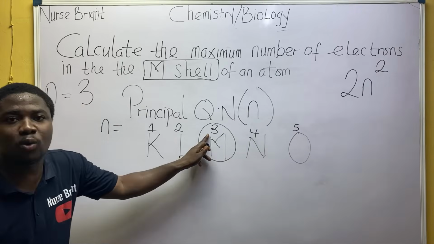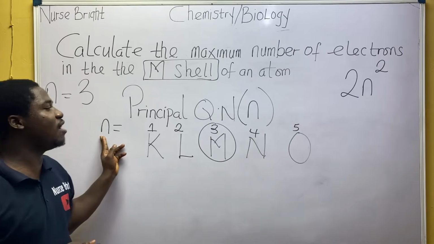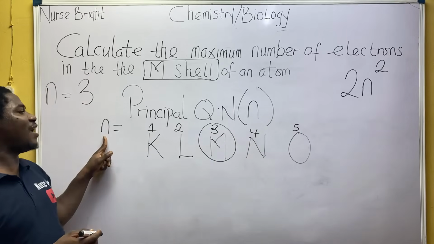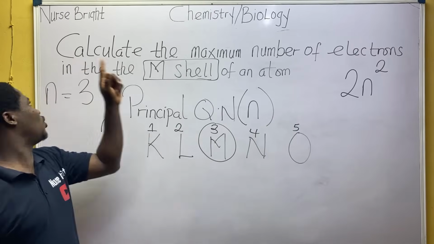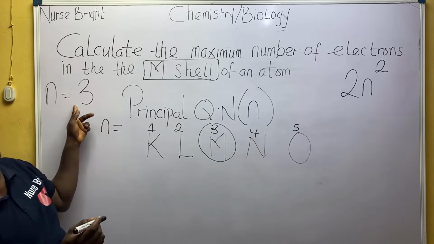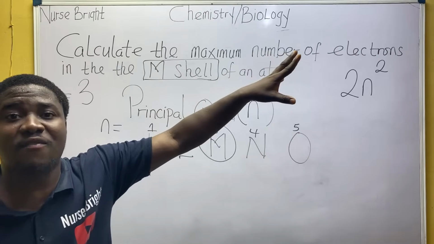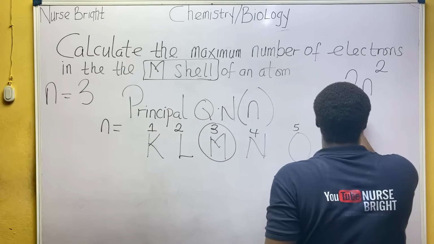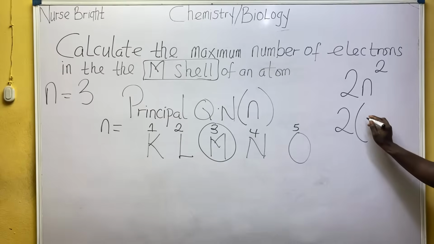It is 3. That's what we just said. The n value gives rise to all of these things. So the n value for the M shell is 3, and the formula to get the maximum number of electrons in shells is 2n squared. So whenever we see n, we put our number 3.